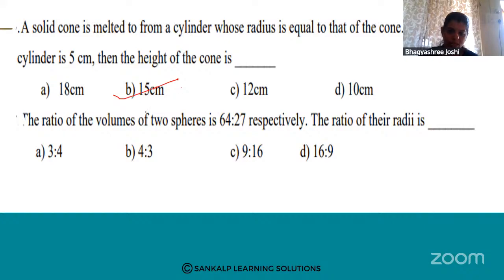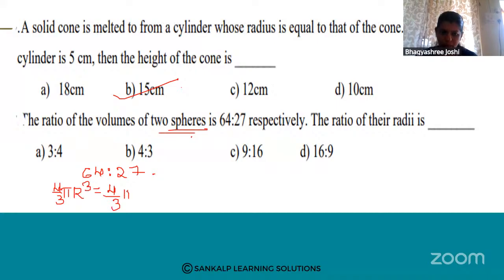Option B is right. Okay. Here, the ratio they have given is 64 is to 27. This is the ratio of the volumes of the spheres. So volume of the sphere is 4 by 3 pi r cube, equal to 4 by 3 pi r cube. So the ratio of the volumes of two spheres they have given.